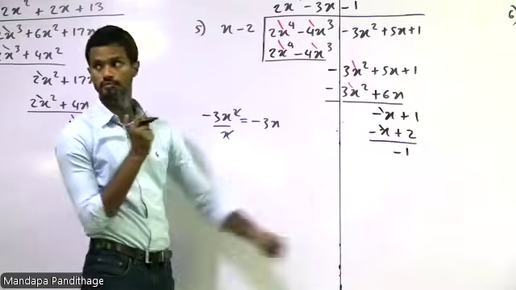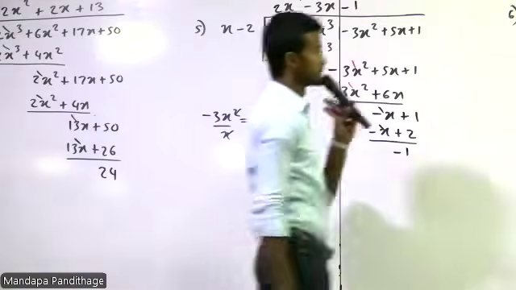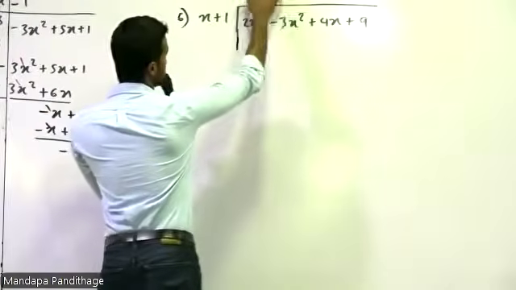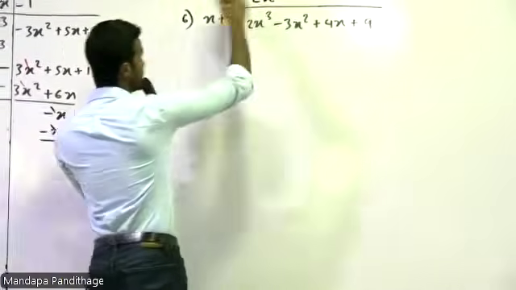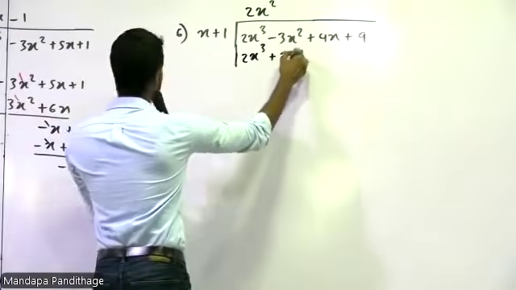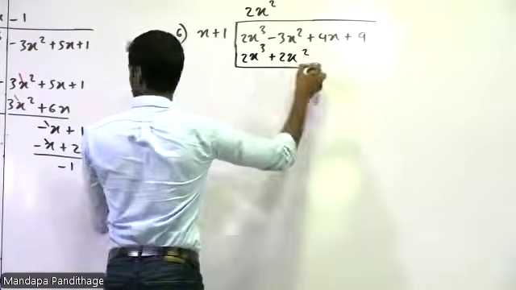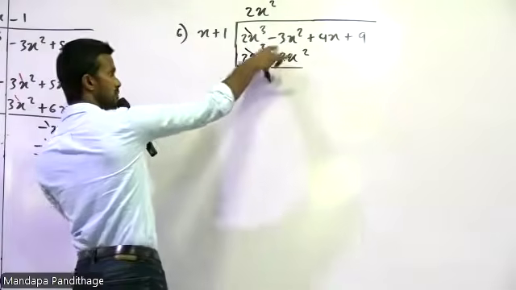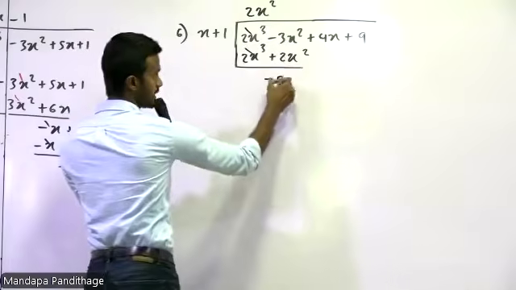Okay. Then this one, 2x cubed divided by x is 2x squared. When you multiply, it's 2x cubed plus 2x squared. These two cancel off. Minus 3 minus 2 is minus 5.